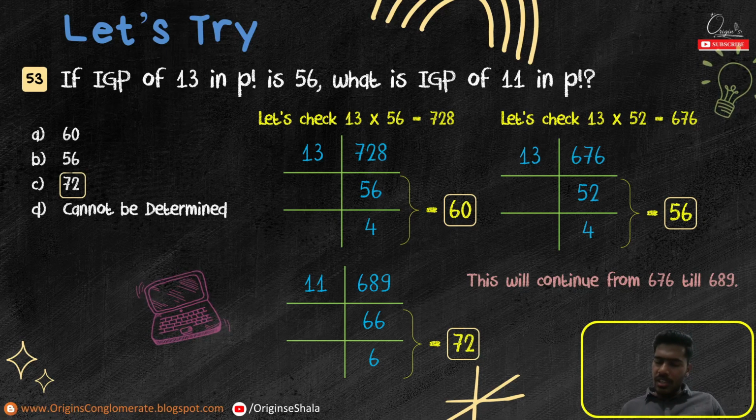I think it is pretty clear what you have to look out for. If you see the options, they have smartly given the same values that we have found: 60, 56 and 72. If you had just stopped at the second step itself, you might have taken the wrong answer. Now you know what you need to do: find the highest p, and in that find the IGP of the given number. So it's a two-step process. Keep that in mind whenever you see such a question in examinations again.